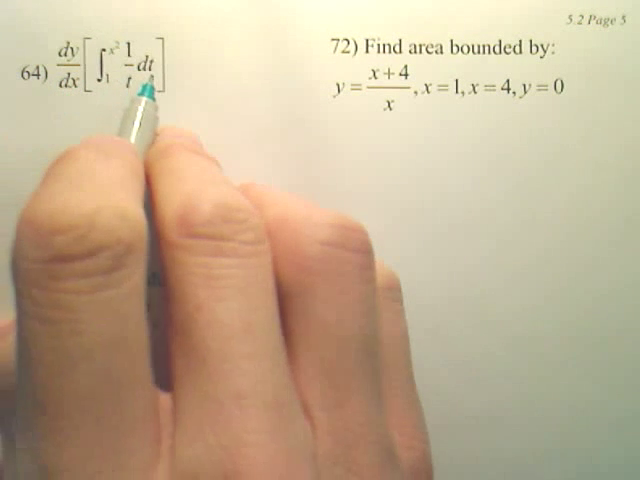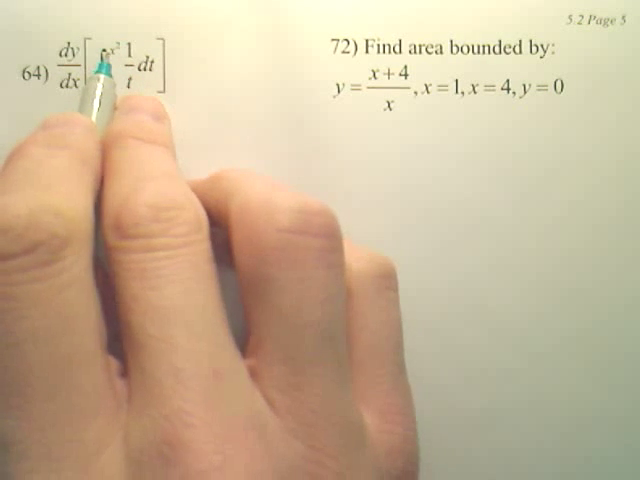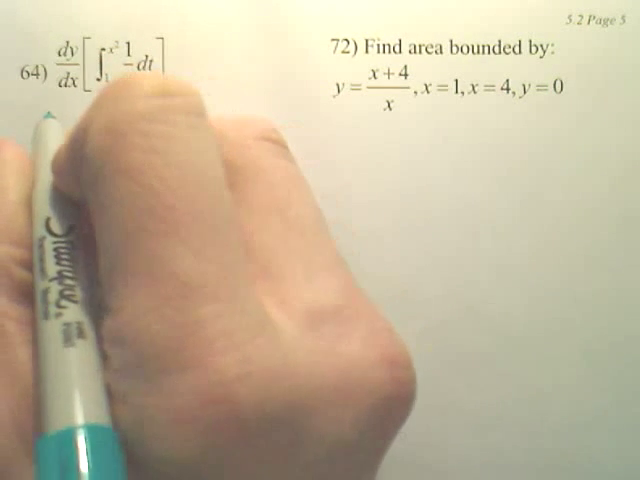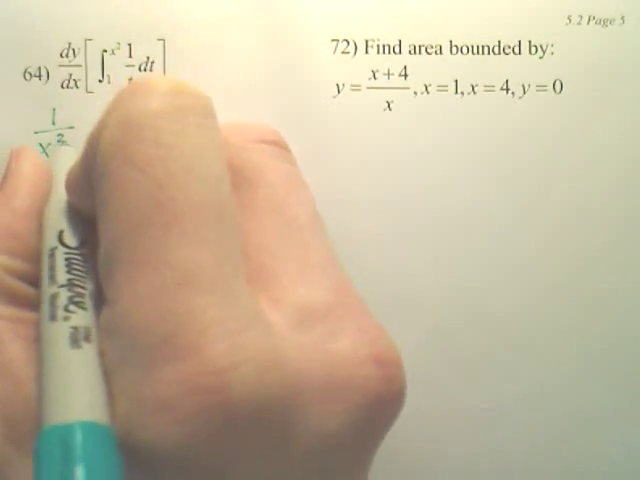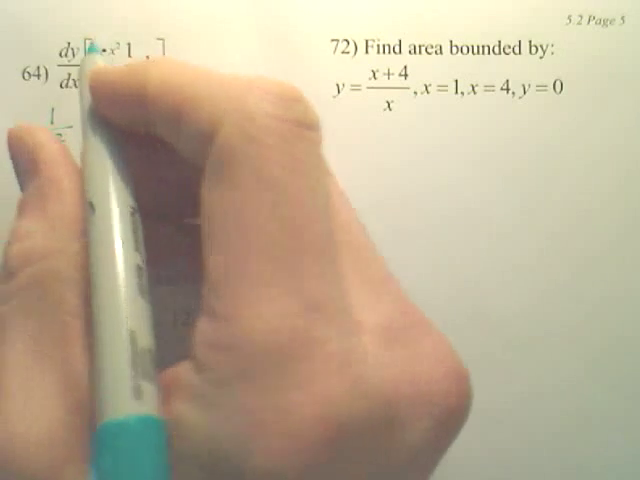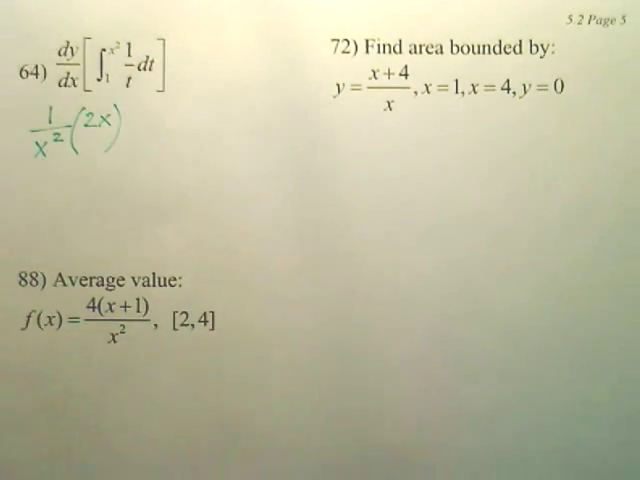This one, when you derive an integral, it's the second fundamental theorem of calculus, because these are t's, and you're going to have an x squared here. So basically, all you do is you take 1 over t and replace t with x squared. But then you got to derive the x squared. Derivative of x squared is 2x. There's your answer. Now we simplify it.